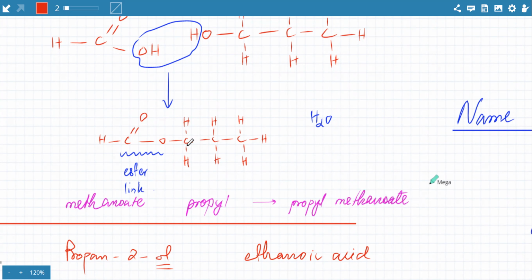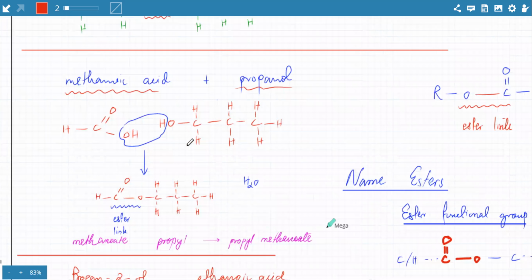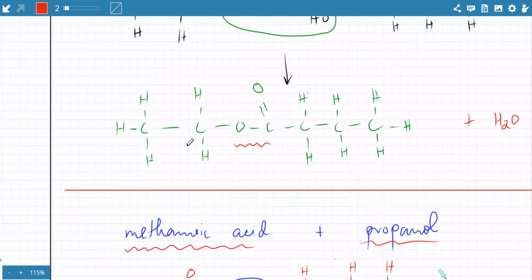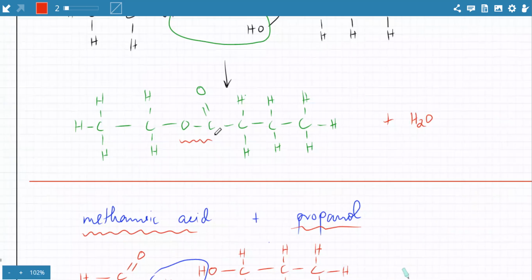That is how you're going to name the ester. Come to this one. Here in the middle is the ester link. How many carbon atoms are on the left side? There are 2 carbon atoms, so this side is eth, 2 carbon atoms. So this side is eth.